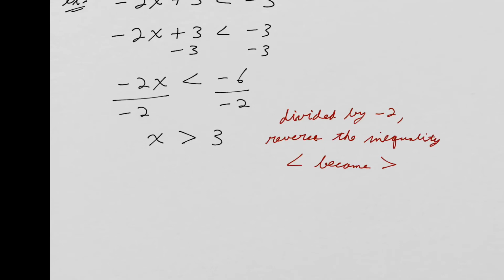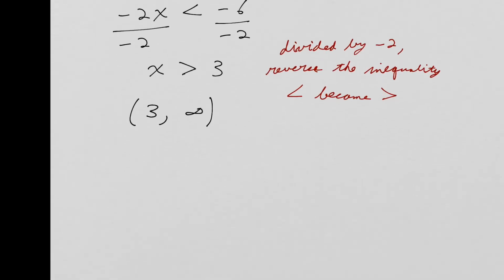And then how would I write my answer in interval notation? Well, x is greater than 3, so the solution is all x's greater than 3, but not including 3, so it'll be parentheses 3, comma, and I'm going to go all the way to what? Infinity, and obviously I have to use parentheses for that. So that would be my answer in interval notation.